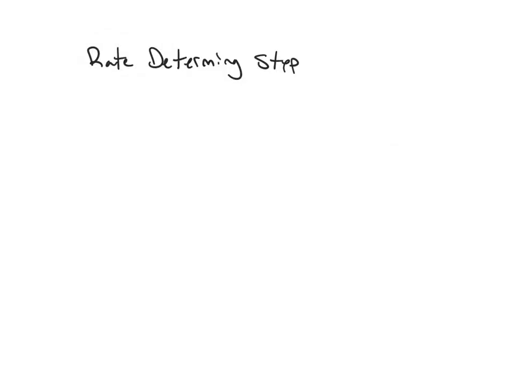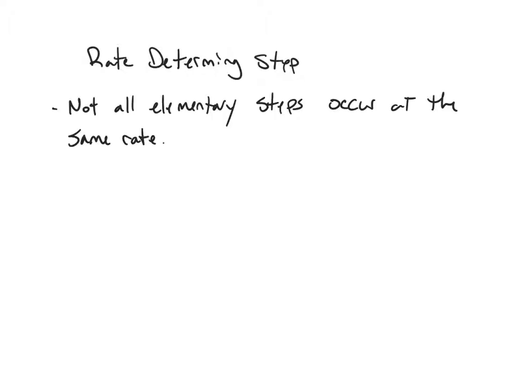Hey everybody, this next video lesson is to cover something called the rate determining step for chemical reaction mechanisms. An important observation to make is that not all elementary steps occur at the same rate. Some elementary steps happen faster than others, but when you're comparing them, all you really know is which one's fast and which one's slow. To illustrate this point, I'm going to draw out a couple potential energy profiles.